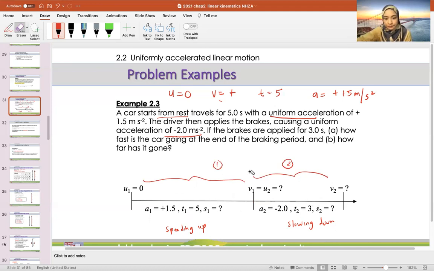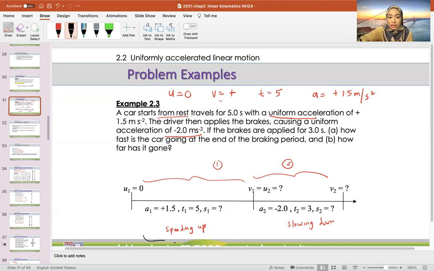What is it? Velocity is different. Velocity is different, right. But our velocity is different at all points anyway. What differentiates part 1 from part 2? Acceleration. The acceleration is different. So that is why in this example, they break it into 2 parts.